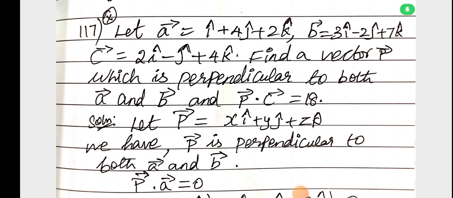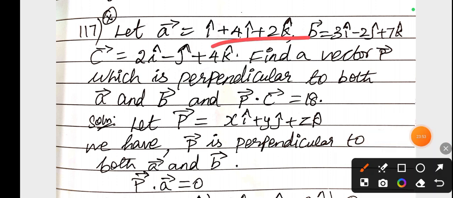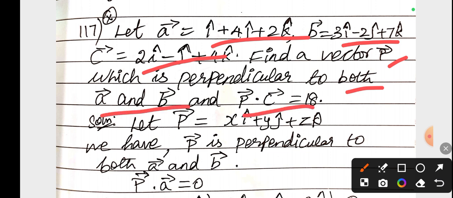So, children, the vectors are given. A vector is i cap plus 4j plus 2k. B vector is 3i minus 2j plus 7k. C vector is 2i minus j plus 4k. We want to find the vector P which is perpendicular to both A and B, and P vector dot C vector equals 18.